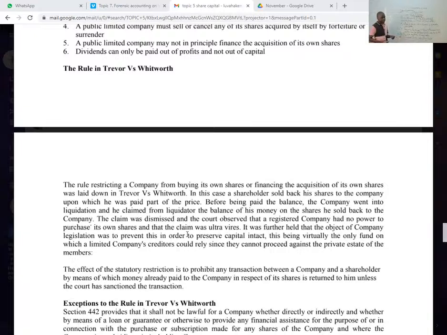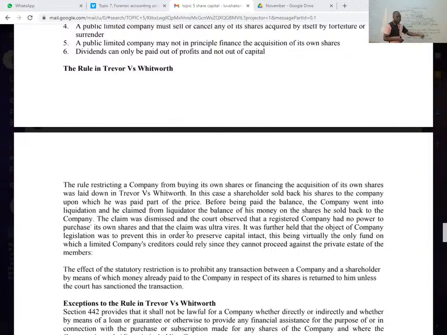So there are two things the teacher has said: purchasing, or financing the purchase. What is to finance? To finance is to give another person money, then he buys the shares of the company. What is purchasing? Purchasing is when you directly purchase. So you can see there are two things coming out here. They are prohibiting directly purchasing, or giving another person the money so that he comes to buy the shares of the company.